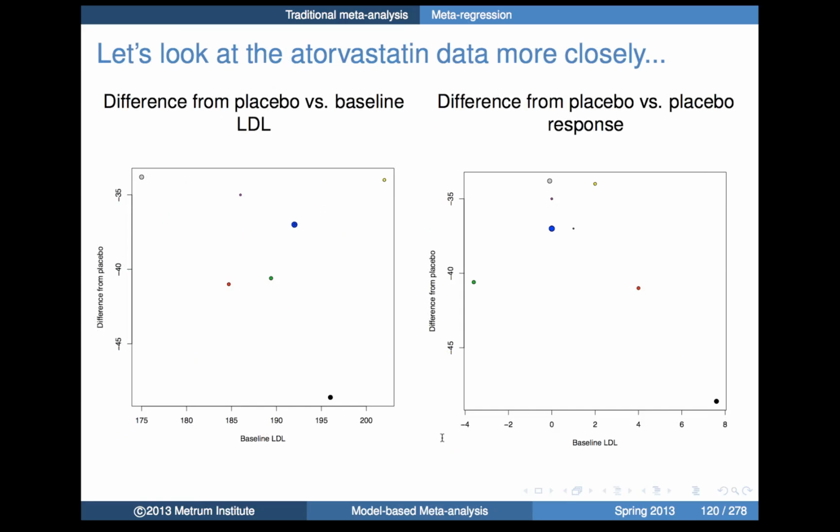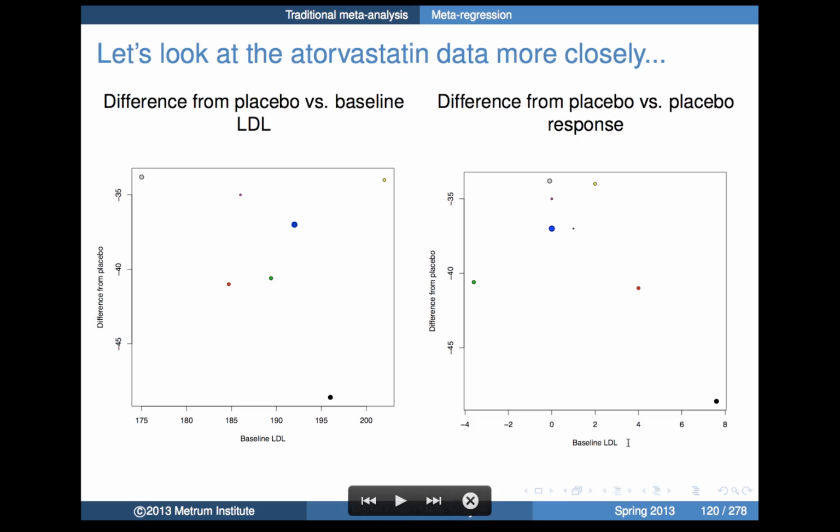So coming back to our meta-regression and thinking about how to do it, let's look at our atorvastatin data that we've used in the last 2 sessions. What I've plotted here in these 2 panels, on the y-axis in both panels, is the difference from placebo, so that's our treatment effect. And on the x-axis in the left panel is the baseline LDL. It gives us some measure of how severe the patients are in terms of their LDL values.